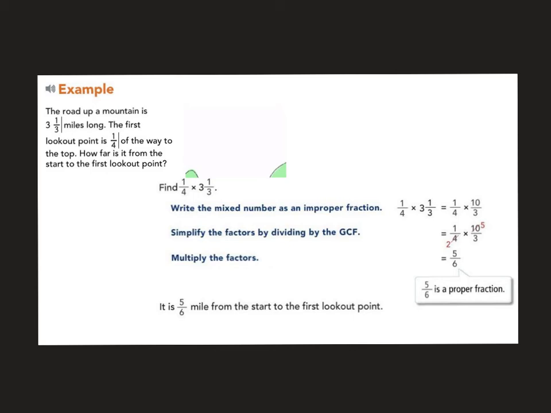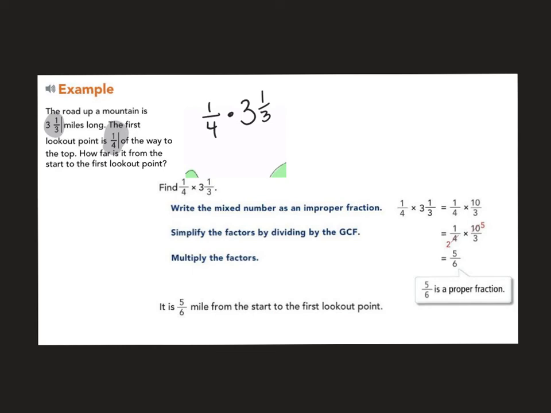Well, remember, the first lookout point is only 1/4 of the way to the top. Well, how far is the top? Well, it tells you right here, 3 1/3 miles. So that's why I was saying the "of" part. So really you're looking for how much is 1/4 of, or times, 3 1/3.